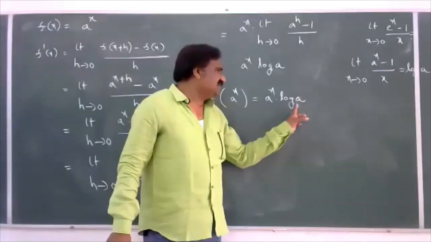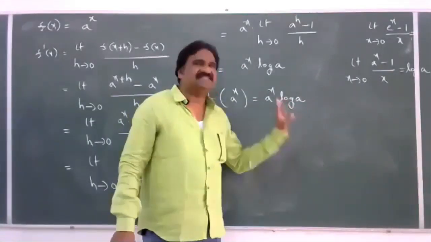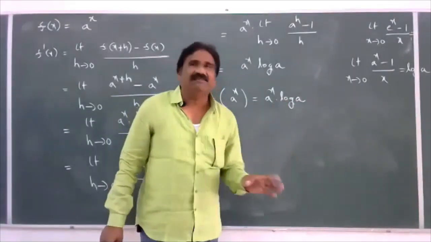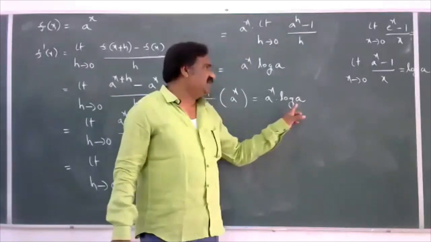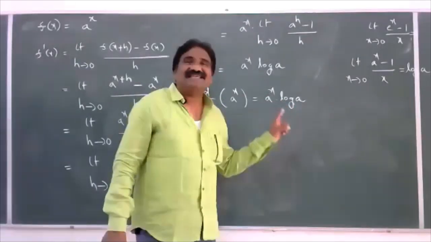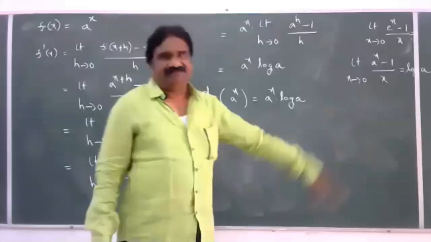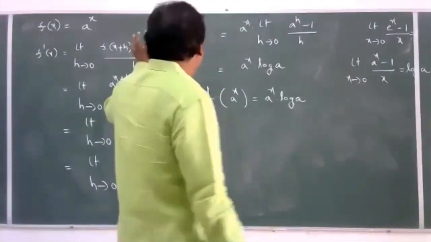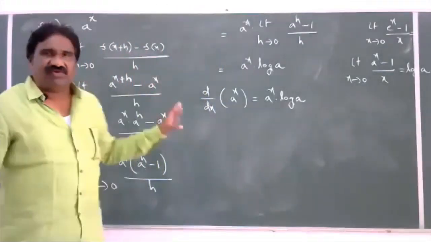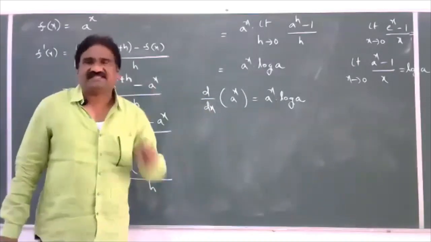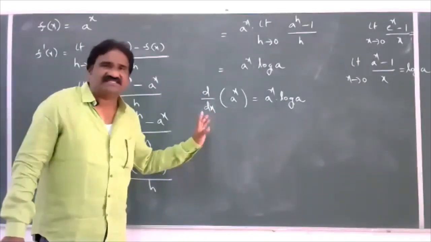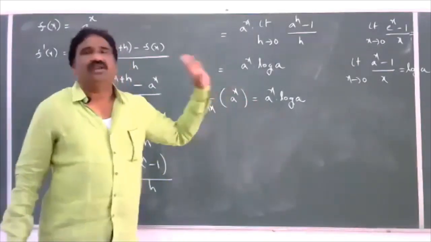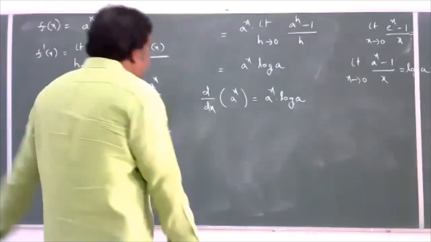Here, any base is not given. Always you take base e. Already e is the general base. So here the base is e, log a to the base e. So we proved the derivative of e power x is e power x. The derivative of a power x is a power x into log a. Next.